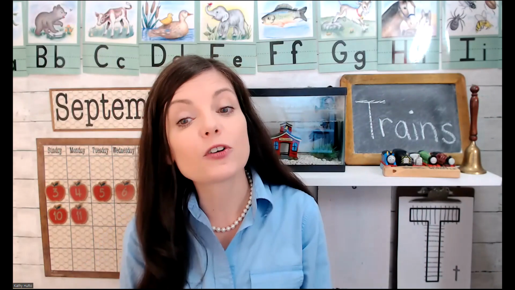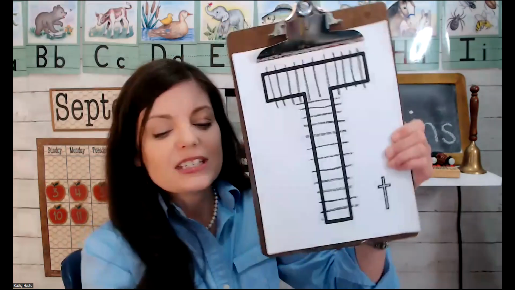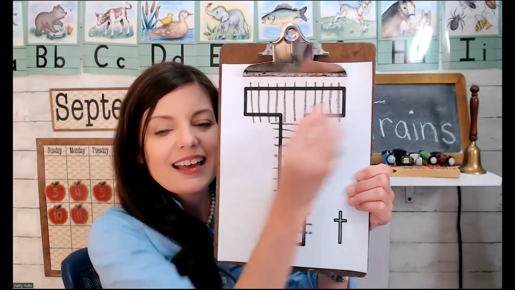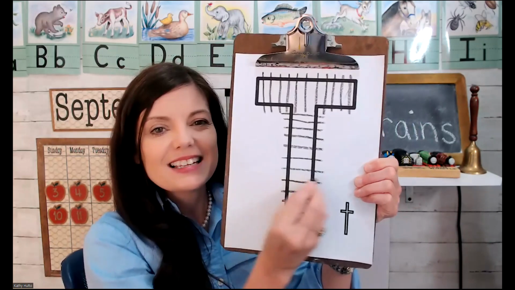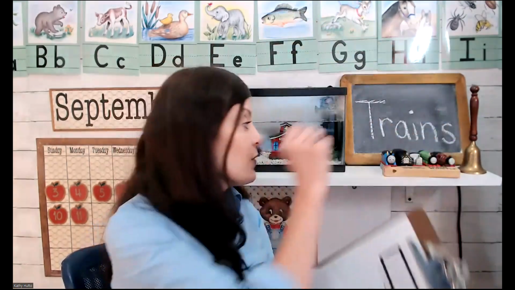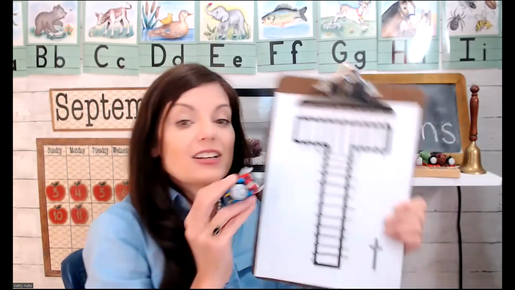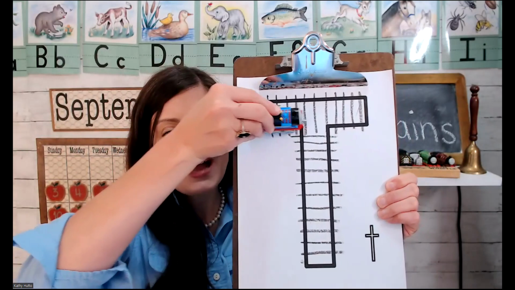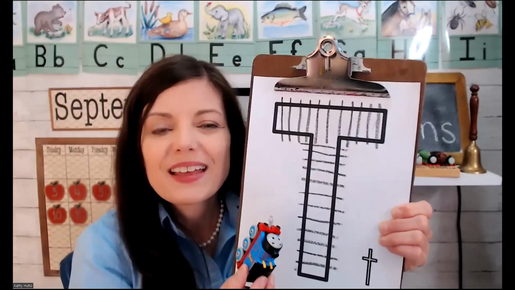Well, today T is for trains, and here's an idea for decorating your letter T. Just take a black crayon and make lines this way, and lines this way. And that looks like a train track. And the best part of all is you can actually drive your toy train on the tracks. And that'll help you practice your letter T.